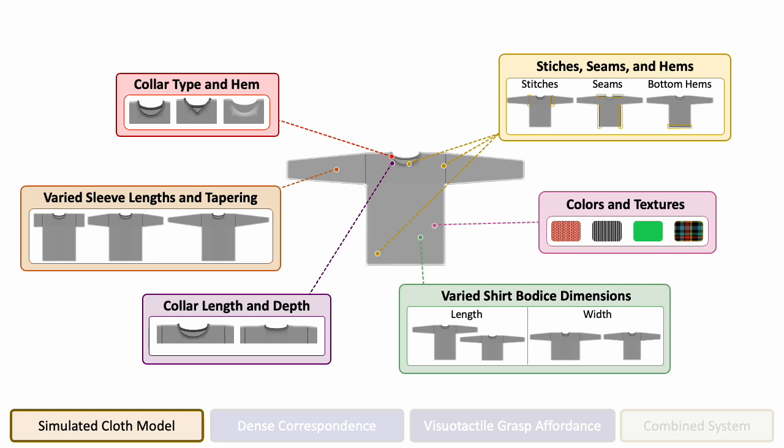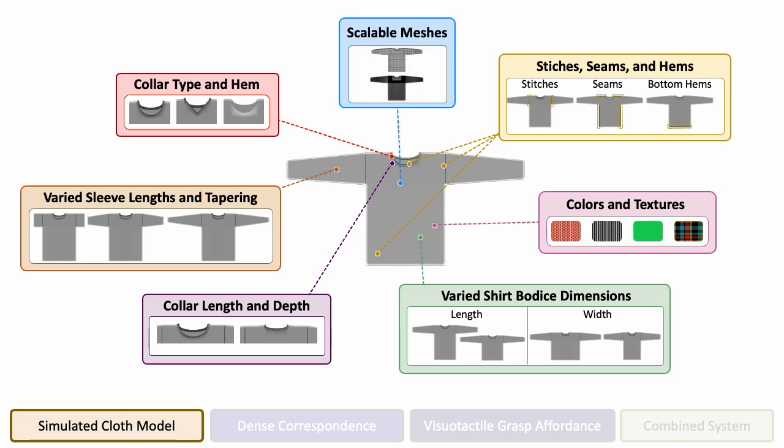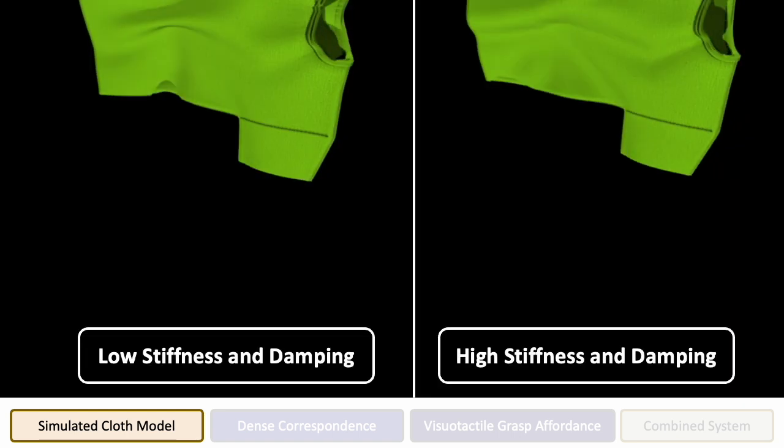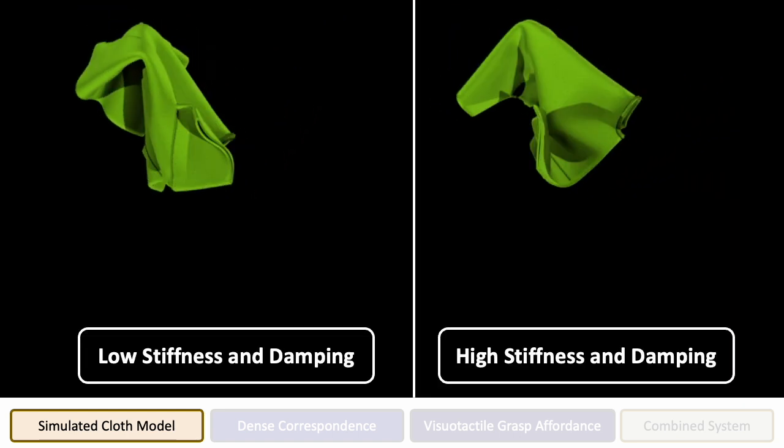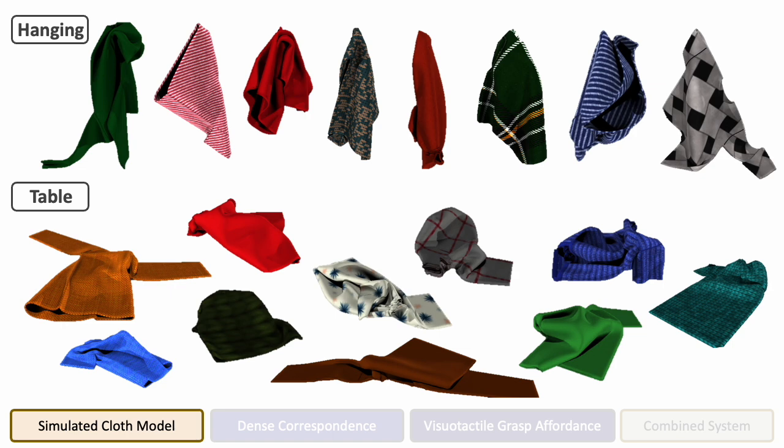We're able to include all these features because we had scalable meshes, so each vertex on the mesh always corresponds to consistent points without an intermediate skeleton. We also randomize cloth dynamics parameters. Here are some examples from our simulated dataset that has 3,000 hanging images and 1,500 table images. The table dataset is in line with the level of difficulty of similar works.